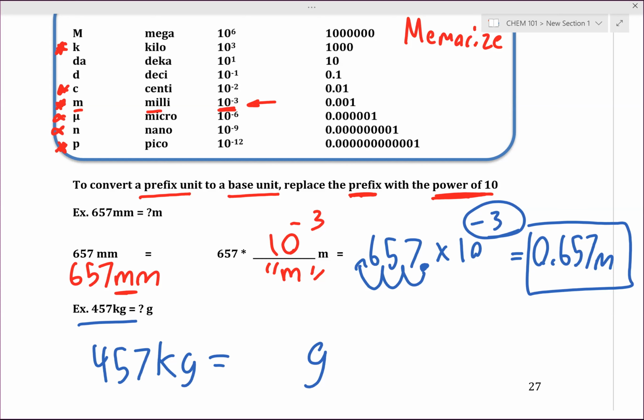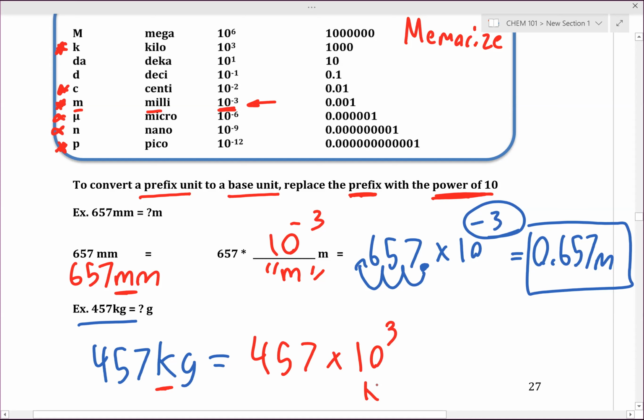Okay, so continuing on, looking at the kilo prefix. So looking at our table, K, kilo corresponds to what power of 10? Yep, 10 to the third. So we have 457 times 10 to the third. This corresponds to our kilo prefix, grams.